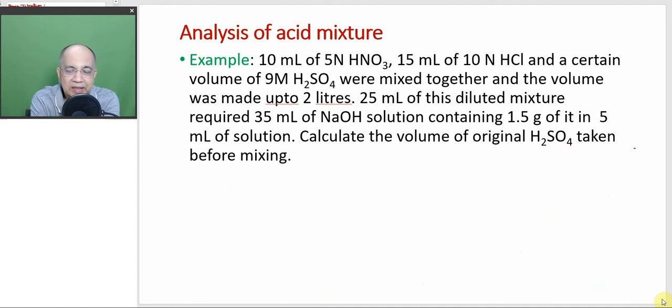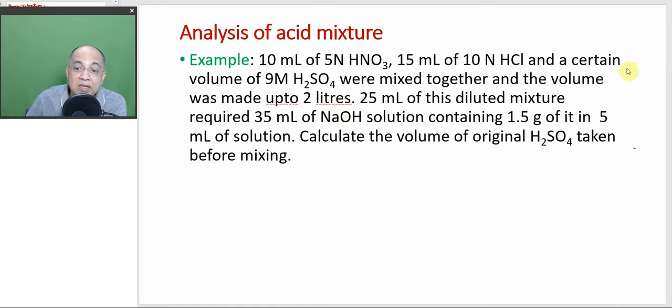See, this is another type of mixture, an acid mixture, where you have added 3, 4, 5 multiple acids: 10 ml of 5N nitric acid, 15 ml of 10N HCl, and a certain volume of 9M sulfuric acid. This volume you are asked to determine at the end. Hold on.